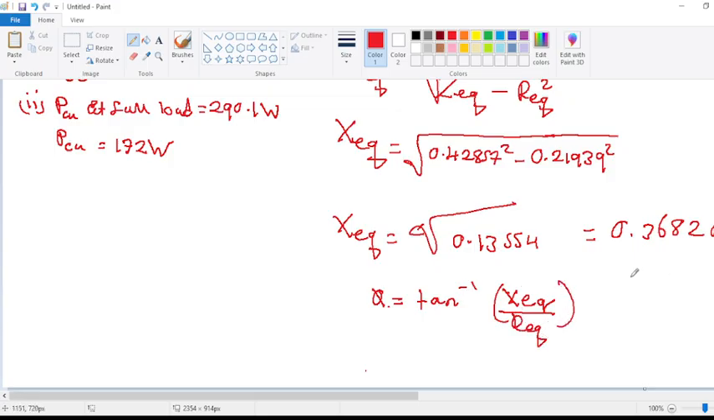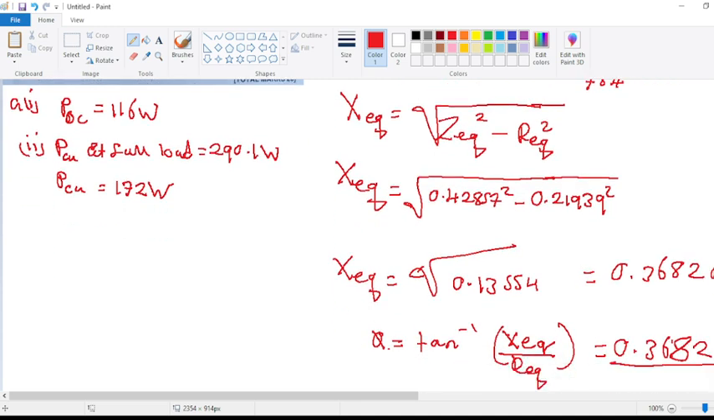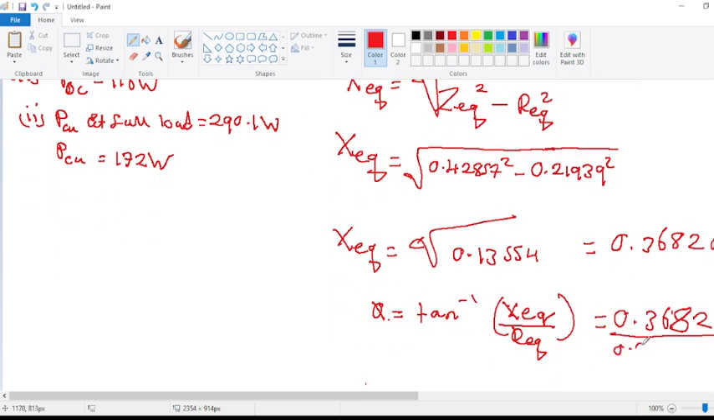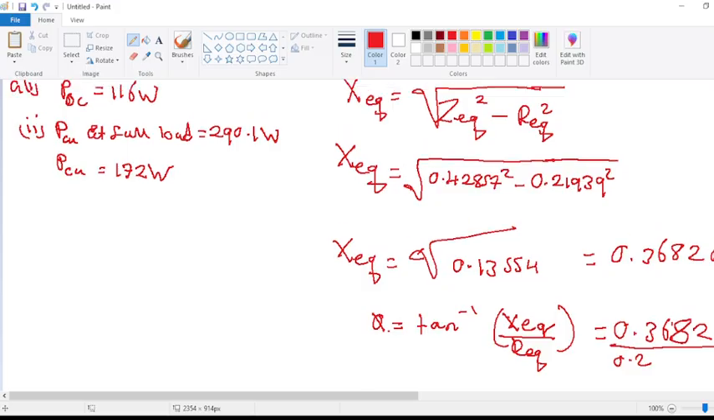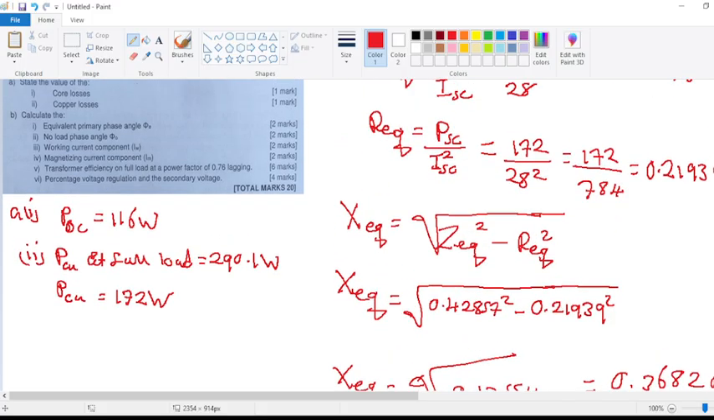So from here you can substitute. The equivalent reactance is 0.36368, and you divide it by the equivalent resistance we calculated to be 0.2193.